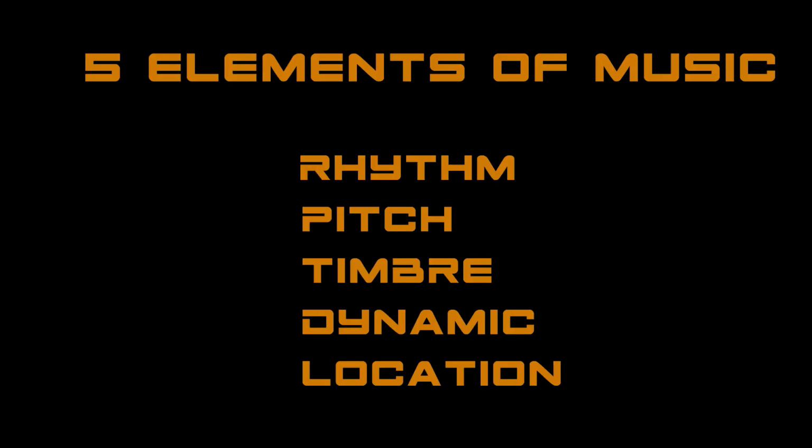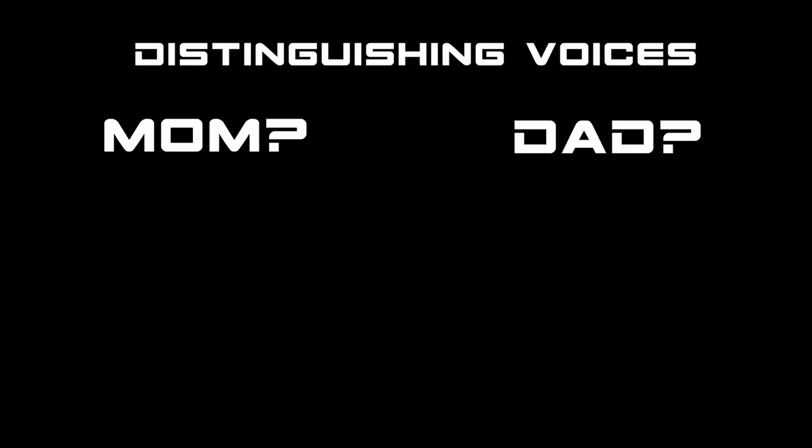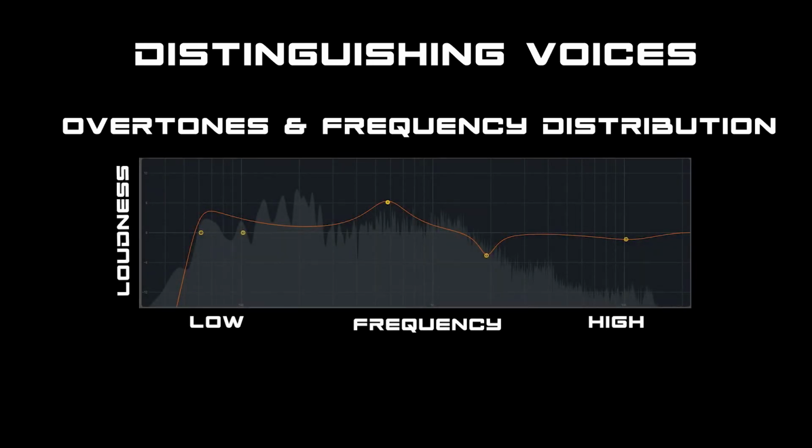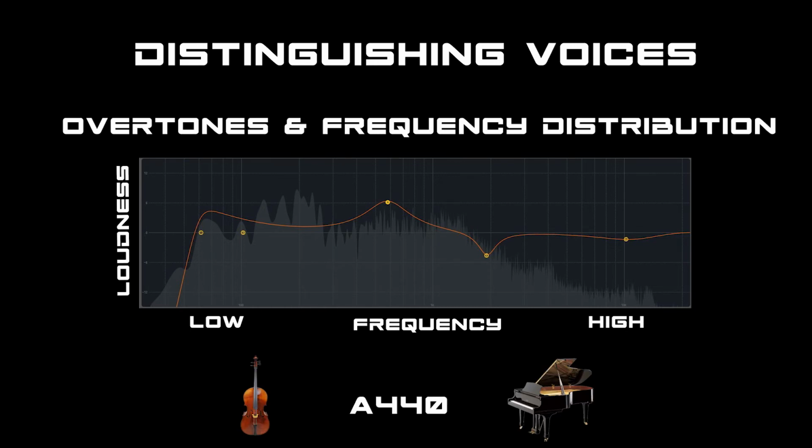The next major element of music that I talked about was timbre. Now, our brain is evolutionarily wired to hear differences in people's voices, just like you know your mother's voice versus your dad's voice. This is because each of them have different distributions of frequencies and overtones that make them unique. This is exemplified in music when you have 2 different instruments playing the same pitch. A cello has a very different timbre than a piano, even if they are playing the exact same note.